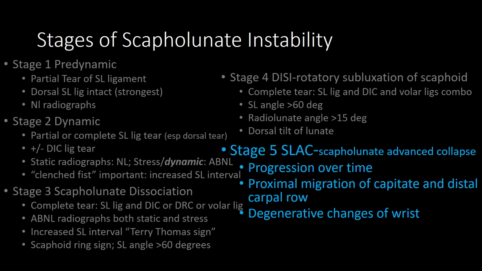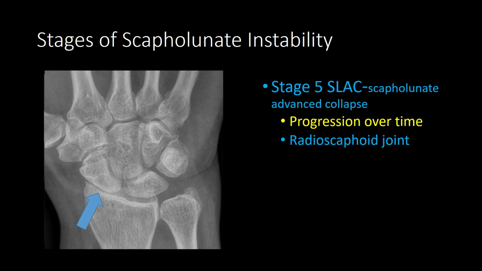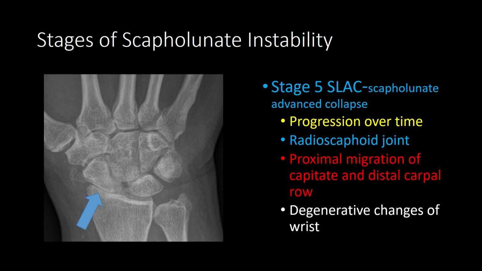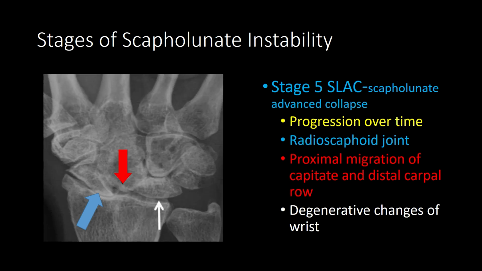The last stage is now, if you will, just a continuation of the DISI, and over time you'll get more degenerative changes of the wrist. So you get that SLAC wrist, the scapholunate advanced collapse, which initially starts at the radioscaphoid articulation because of the rotation and the ligamentous injury causing that rotation of the scaphoid. And then over time, you'll get more narrowing, more degenerative changes, and then you'll get that proximal migration of the capitate that we're all kind of familiar with in that SLAC wrist.